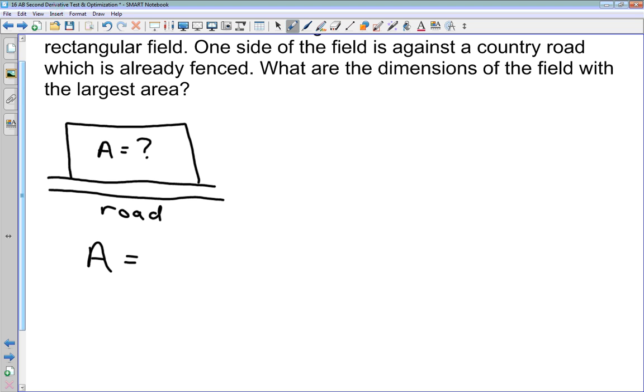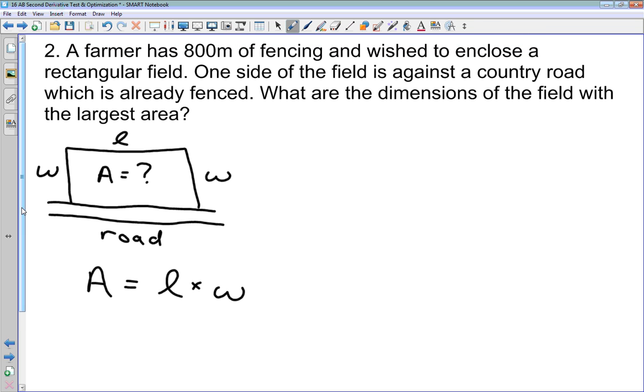Okay? So if we're trying to calculate the area, the variables we should probably use, well, if it's a rectangle, we know that the area is going to be length times width. So I'm going to introduce these variables here for the length and the width. So this thing is fenced on all 3 sides. Now, this function here for the area, the quantity that we're trying to optimize, has got 2 variables in it. It's got length and it's got width.